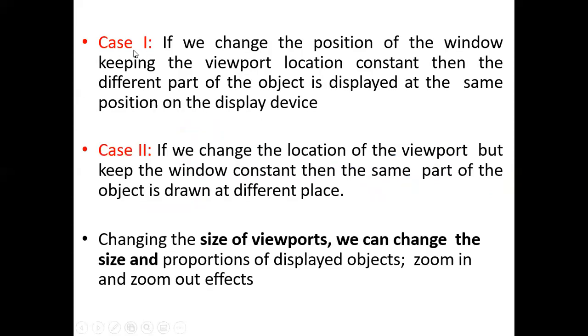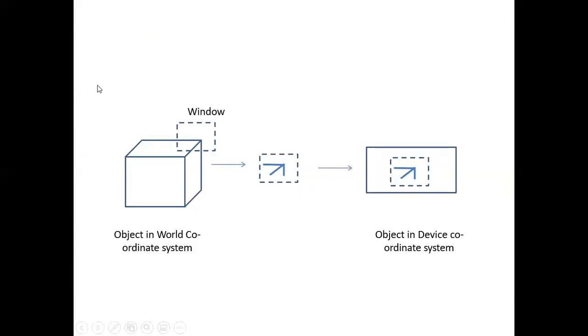So here in the case of clipping, we have two cases. The first case is, for example, we change the position of the window keeping the viewport location constant. What we mean by that is changing the position of the window.